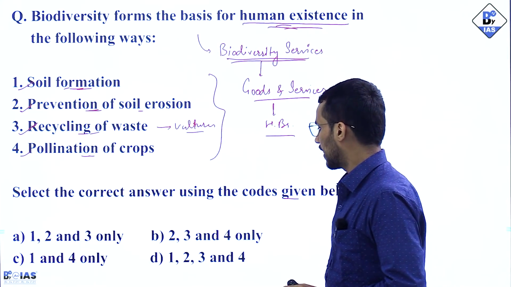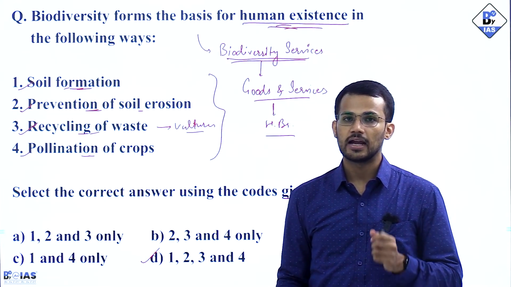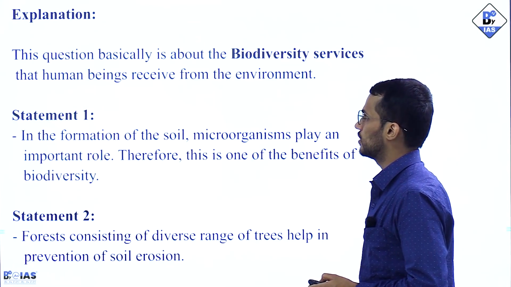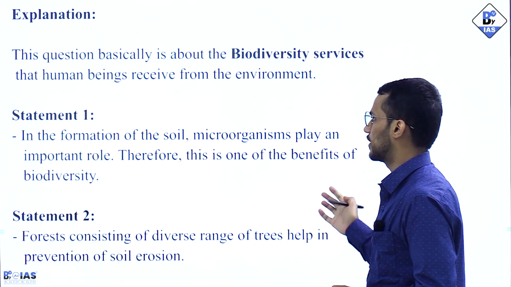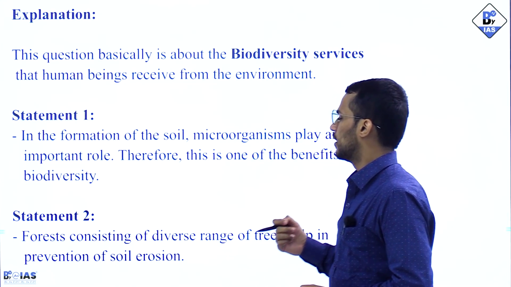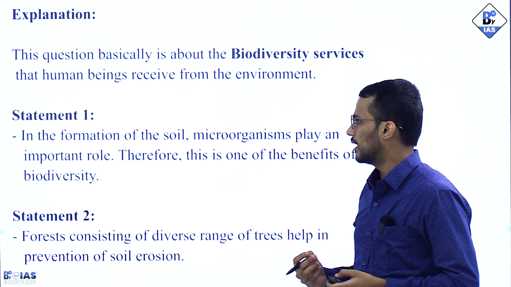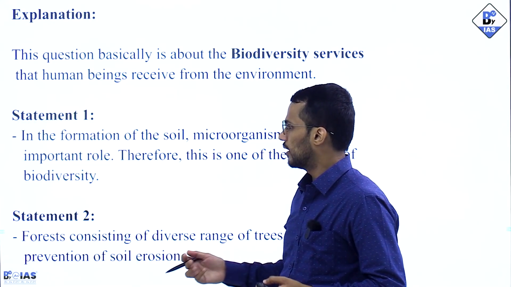And hence, the correct answer to this question is D, 1, 2, 3 and 4. I hope you have understood this question, so you can go through this explanation. Statement 1 is correct, because soil formation, which is an important role of biodiversity, helps us produce our food material.